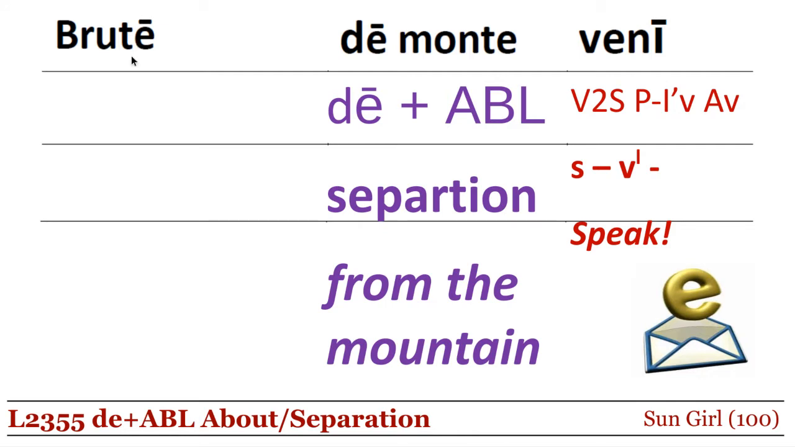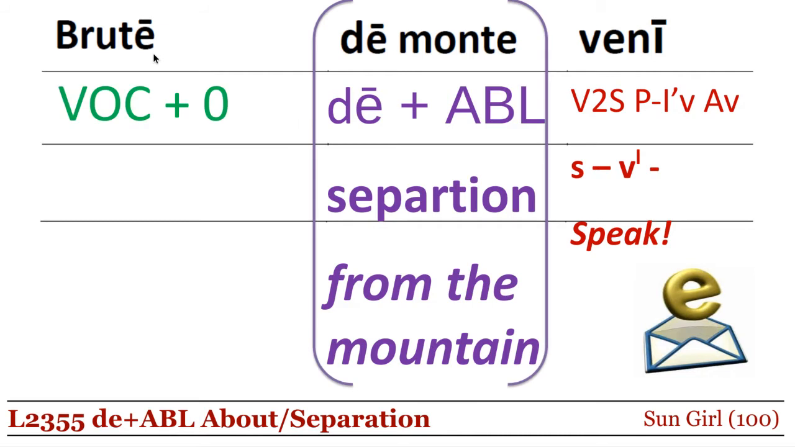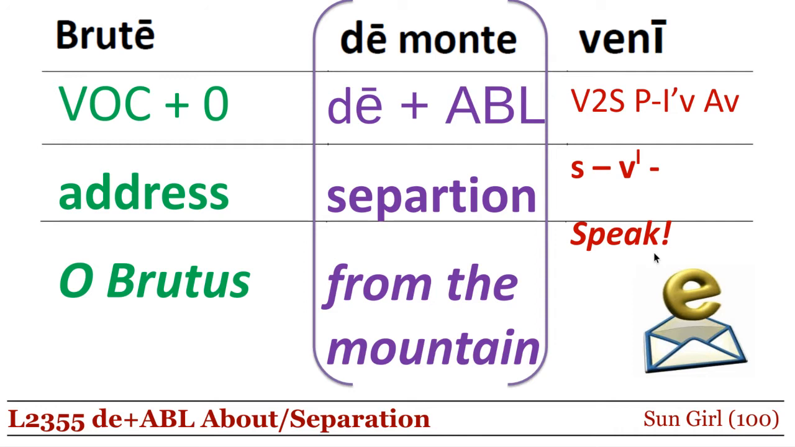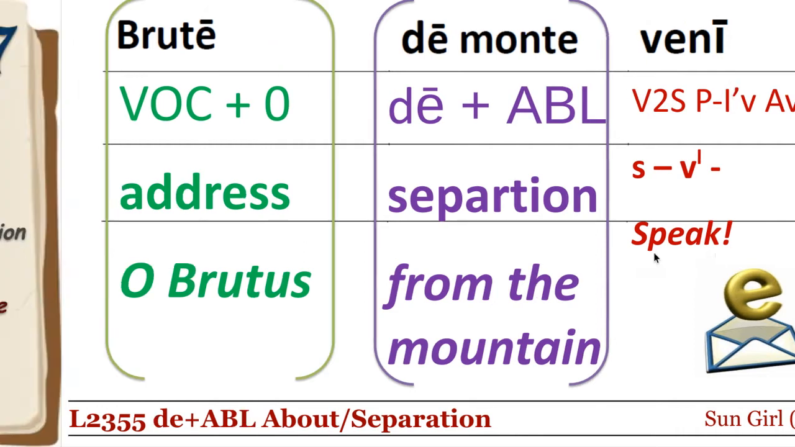Brute, vocative. Notice the E there. That tells you that vocative tells you what? That's the subject of the verb, or it's the address phrase, actually. Oh, Brutus, that's what you're talking to. Come down from the mountain.